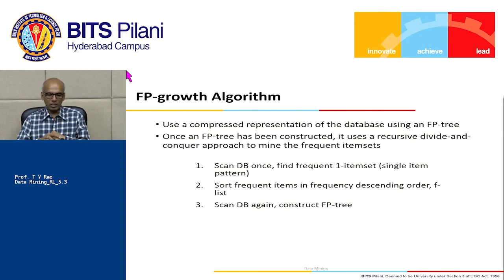Then we sort the frequent items in order of frequency. That is, if we have A, B, C, and C is the most frequent and A is the least frequent, then we represent this as C, B, A. And then we scan the database once more. But this time we construct an FP tree which captures the entire transaction information available, and thereby we will not need to go back to the database again to find the patterns.